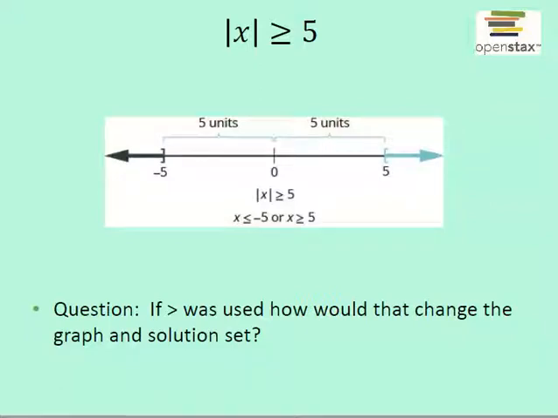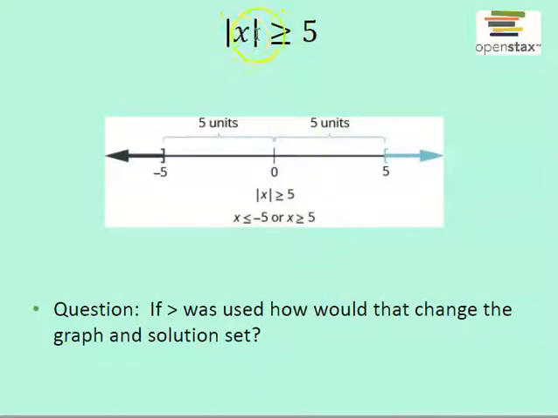In this video, we'll focus on absolute value inequalities involving greater than or greater than or equal to. So here first, let's look at the simplified inequality: absolute value of x is greater than or equal to 5. This is similar to what we saw last time, but now we're looking at greater than or equal to instead of less than.